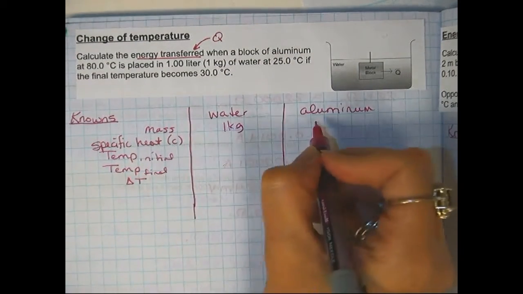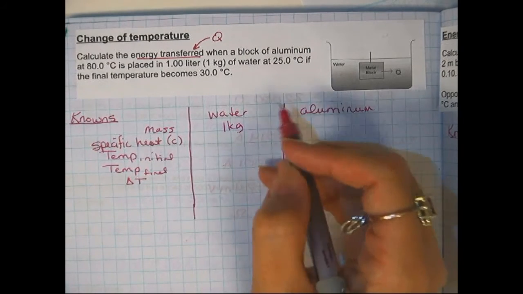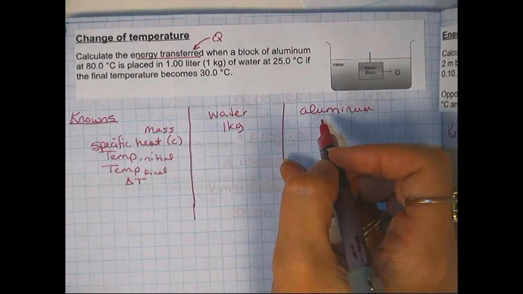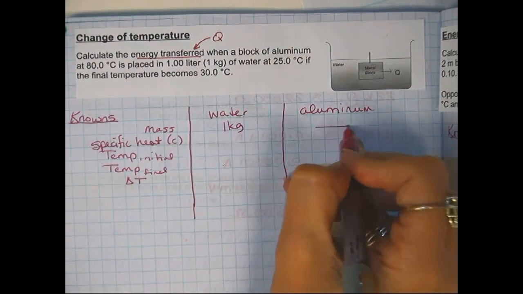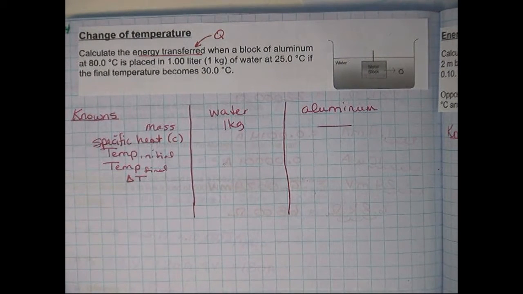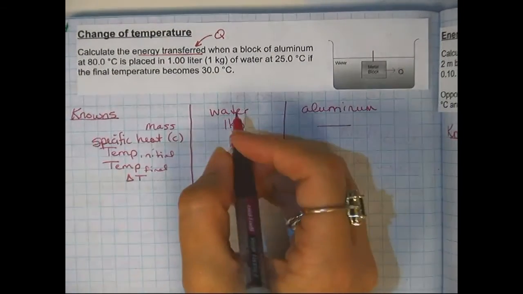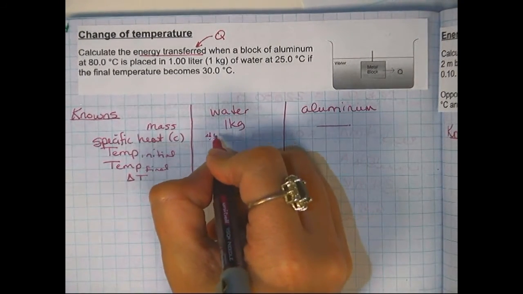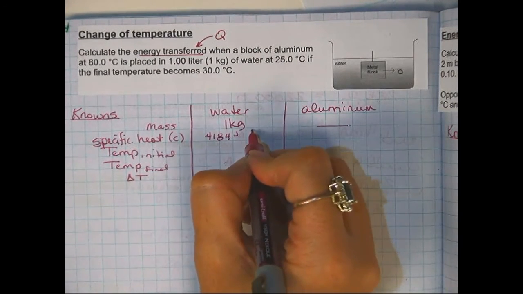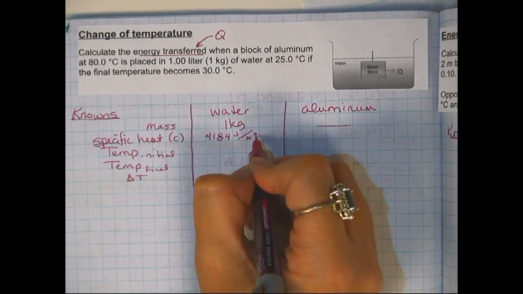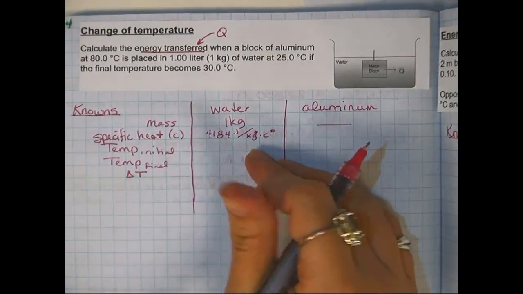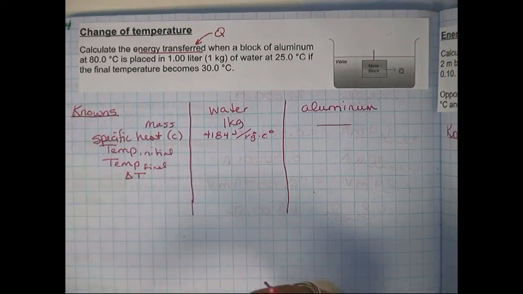Do we know the mass of the aluminum from the problem? We don't know that. So we're going to have to find that one. Do we know the specific heat? This, I'm going to give you in this problem because these are constants that you would already know. The constant for water is 4184, and the units for specific heat are joules over kilograms times Celsius degrees. And this would be information you would look up in a book that someone at some point calculated for us.